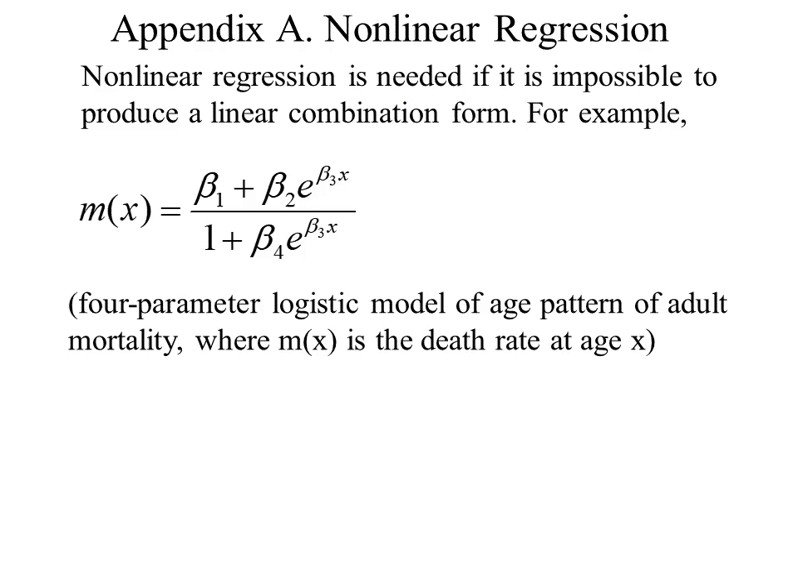By converting X mathematically or to an ordinal scale, we may still be able to use linear regression to deal with nonlinear relationships. But sometimes it is impossible to produce a linear combination form by such a conversion. For example, this is a mathematical model of adult mortality, proposed by an actuarial scientist, Wilfred Perks, in 1932. Here M of X denotes the death rate at age X. Perks claimed that this four-parameter logistic model captures age patterns of adult mortality very well. It is difficult to linearize this model by mathematical conversion. In such a case, we resort to using a nonlinear regression, which directly takes this equation and fits it to data by a sort of trial-and-error algorithm.